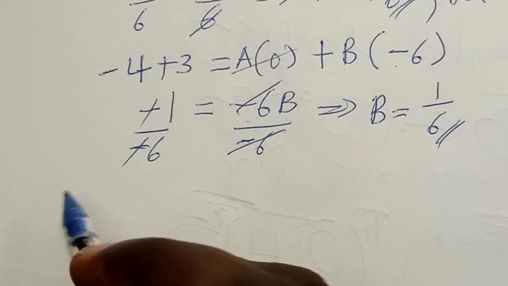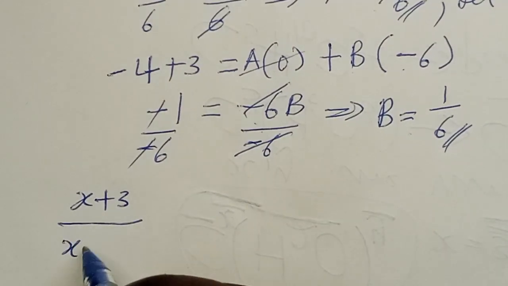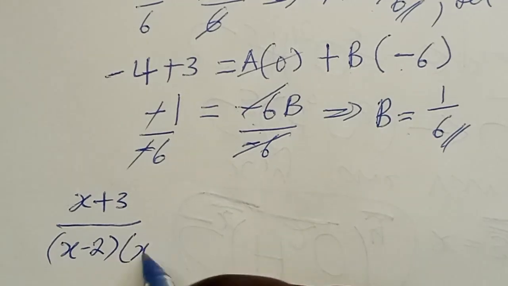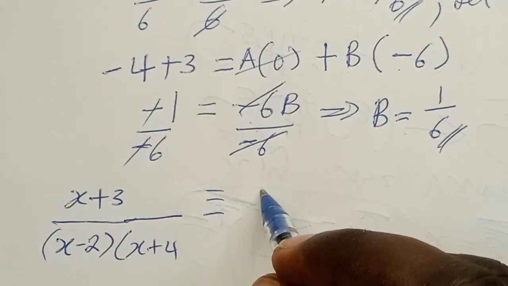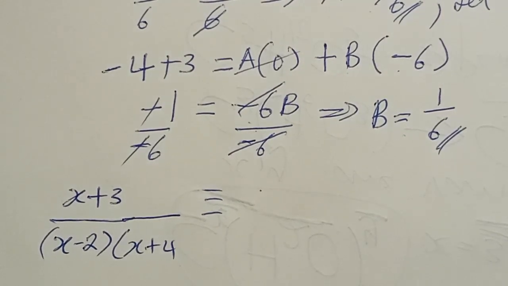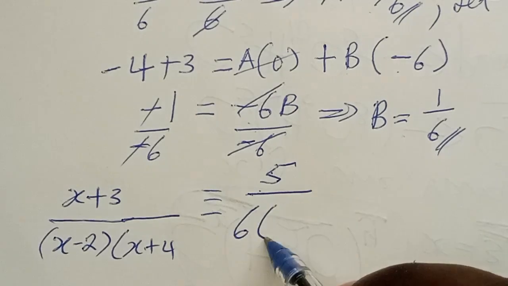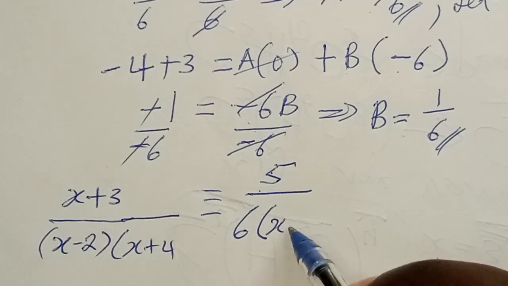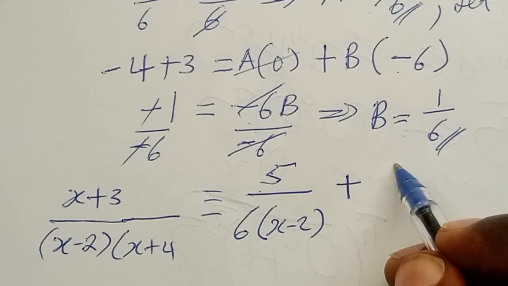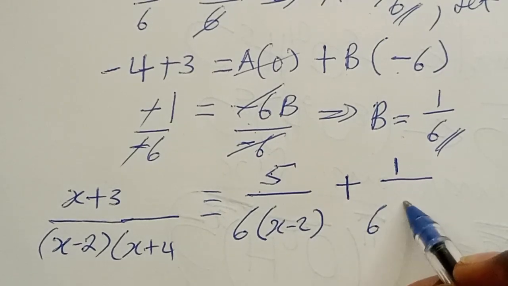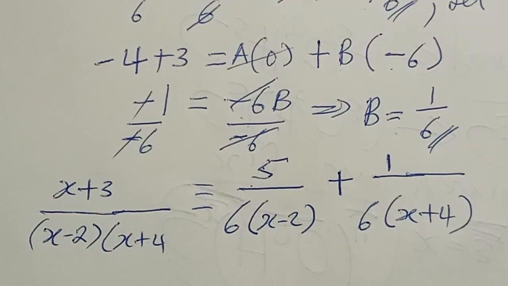Therefore, x plus 3 over x minus 2, x plus 4 is the same as A. Since we already have A as 5/6, we are going to represent it like this: 5/6 into x minus 2, plus B is 1/6. So we are going to put 1/6 into x plus 4. So this is the expression in partial fraction.